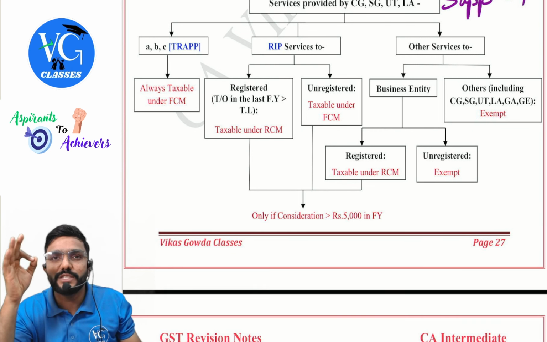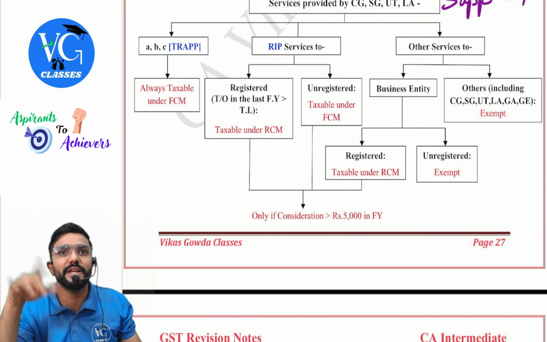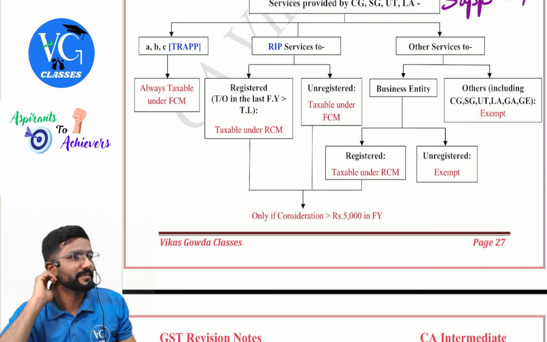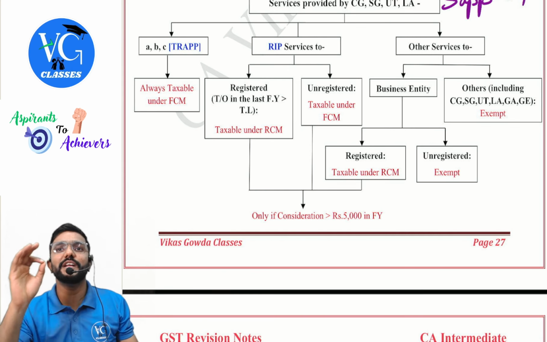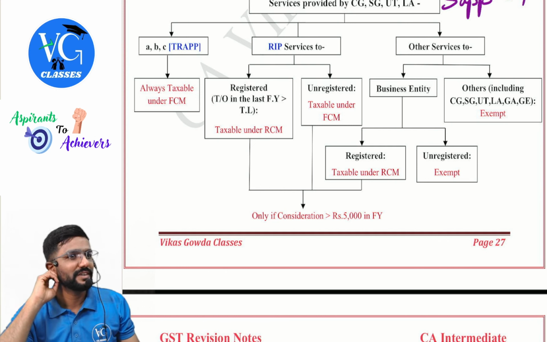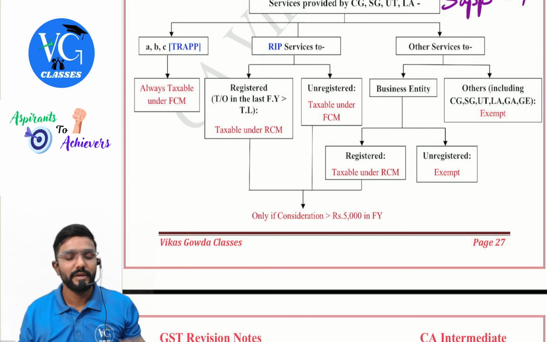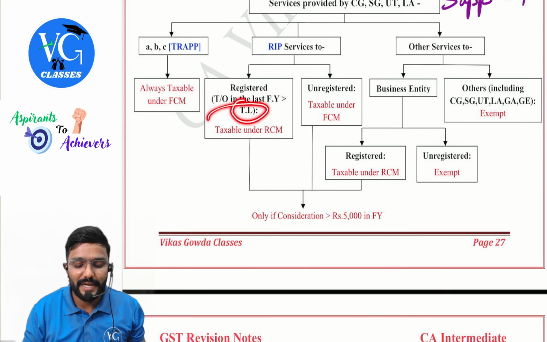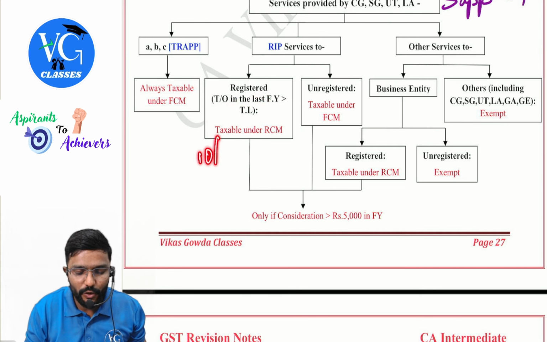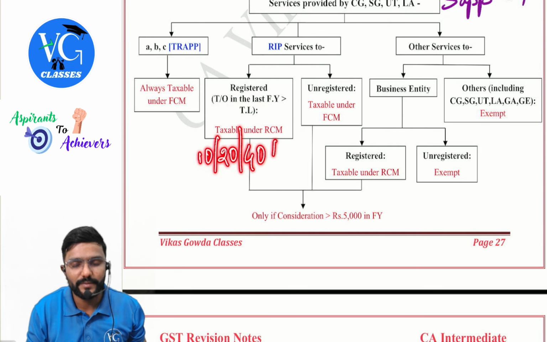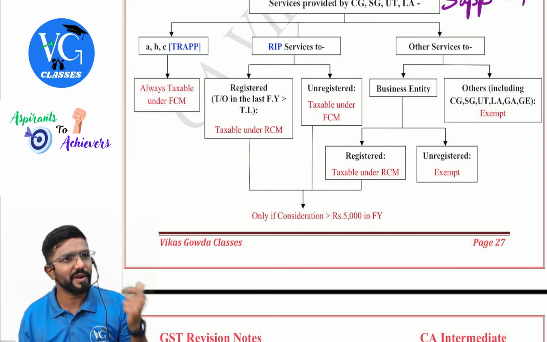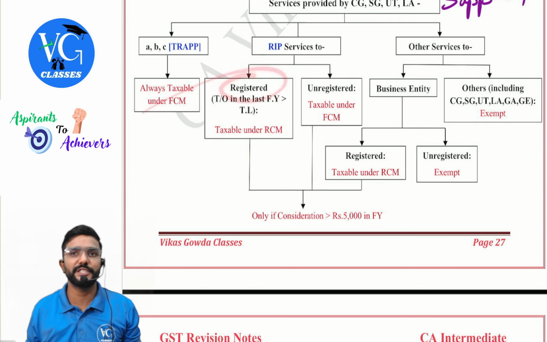Correct? Within 30 days you have to apply. Once you are liable for registration, within how many days do you have to apply? 30 days. Where is it given? Section 25. In what form should you apply? REG 01. Correct? Yes, sir. Now, in the last year, if the turnover is more than the threshold limit, what is the threshold limit? 10, 20, 40 lakh, whatever is applicable for you. If you have crossed it, obviously in the current year you would have been registered.